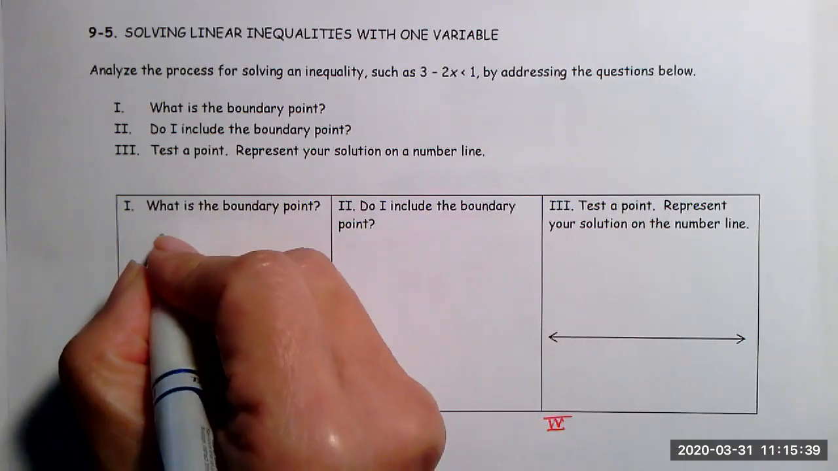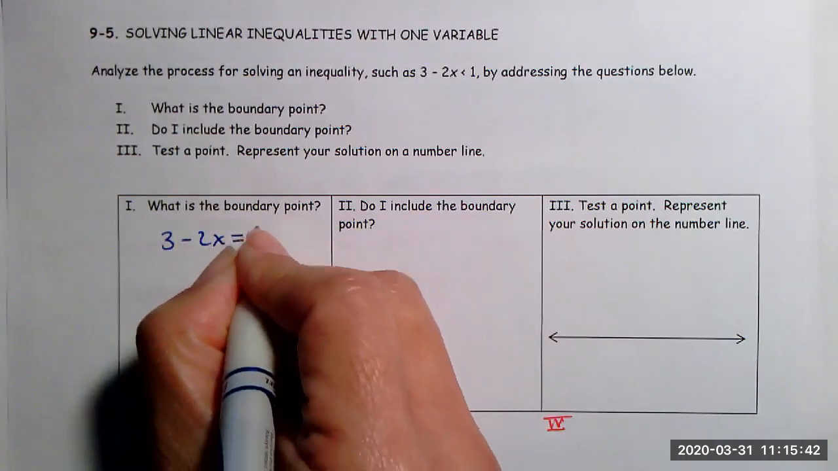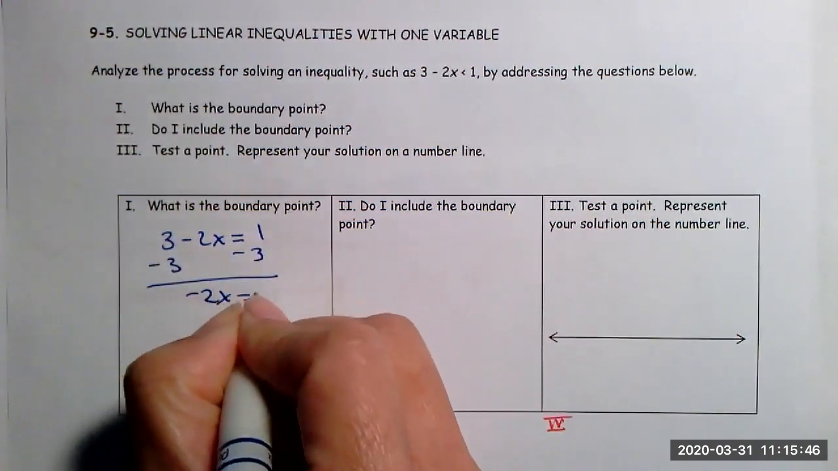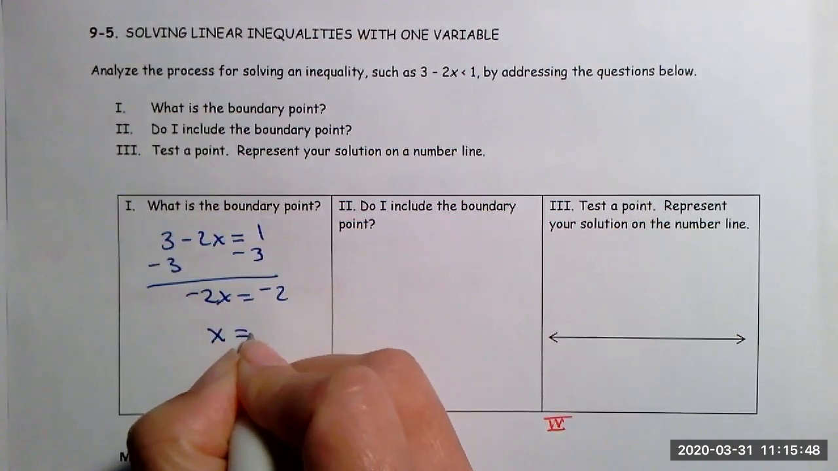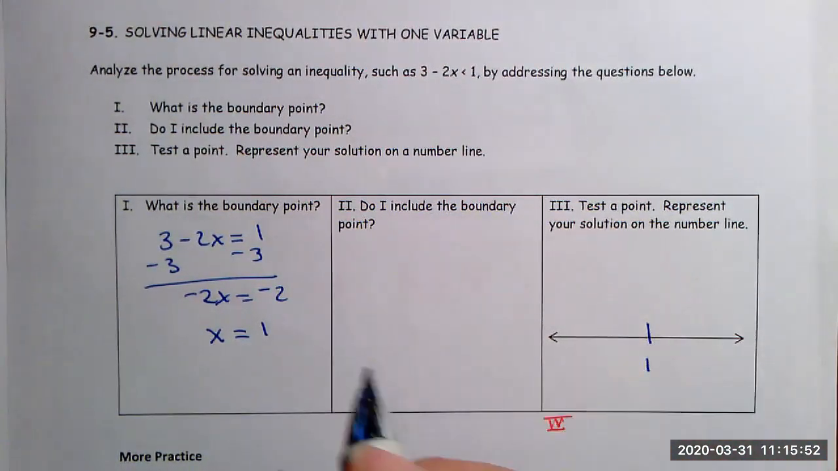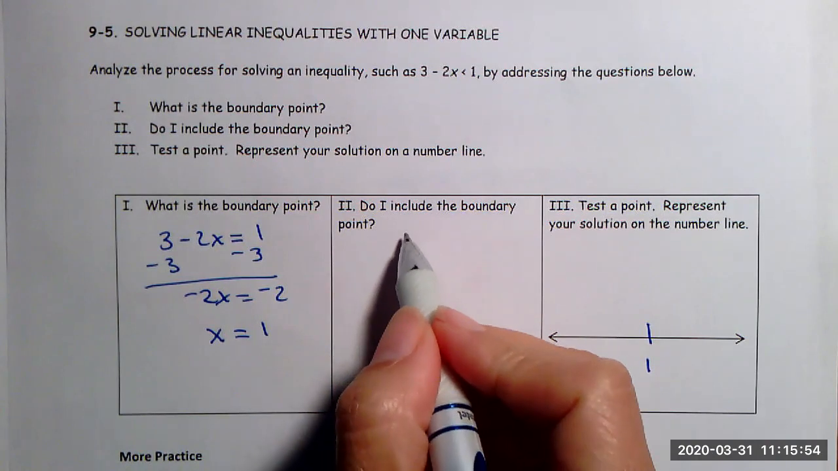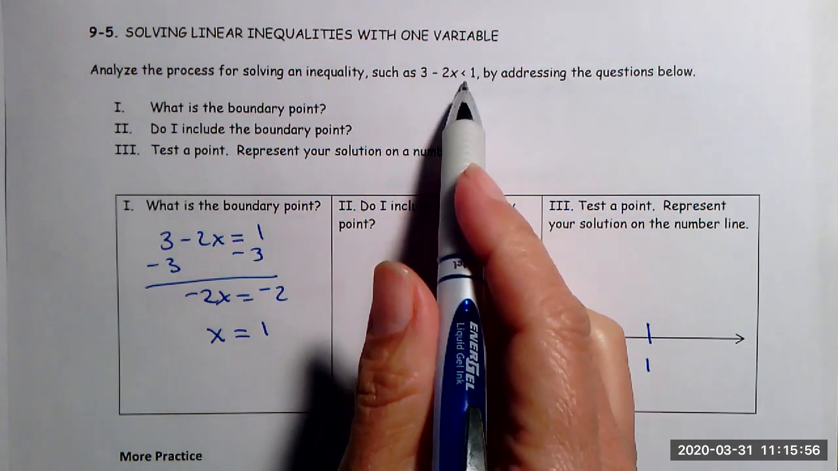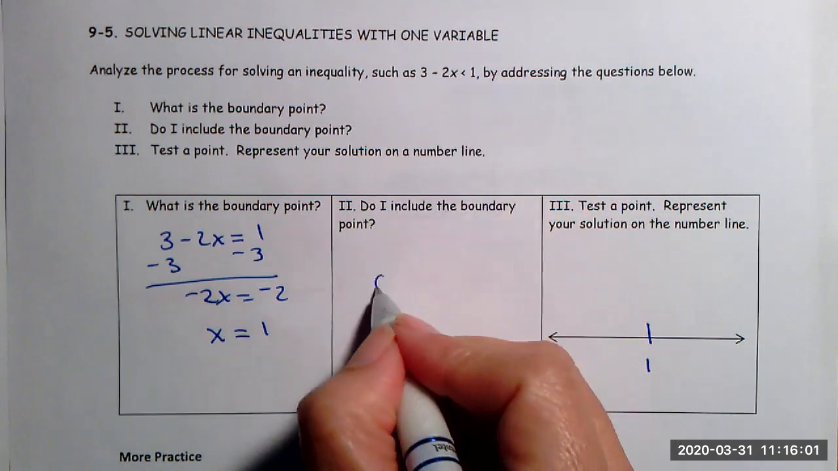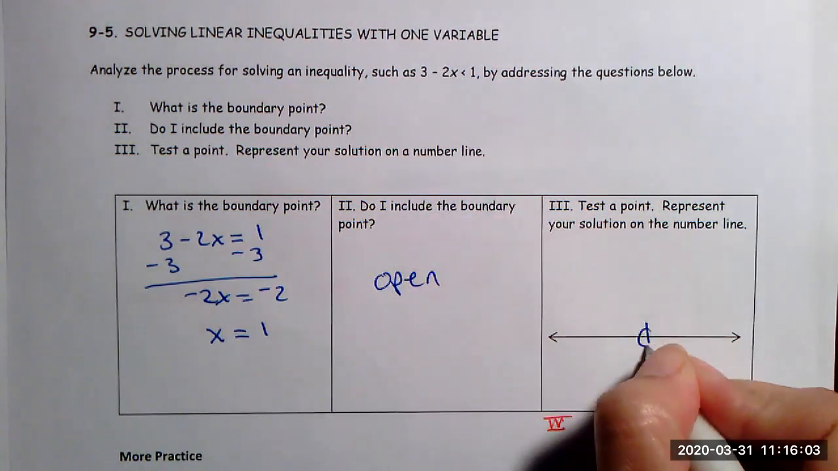All right. Let's go ahead and find the boundary point. -3 from both sides. So that's my boundary point. I'm going to put that in there first, and then I've got to ask myself, do I include it? In other words, is it open or closed? Well, because there's no equal sign down there, that's going to be open. I'm going to go ahead and do that right now.